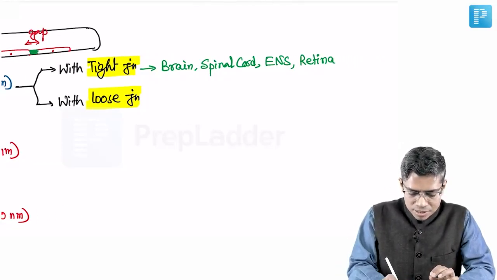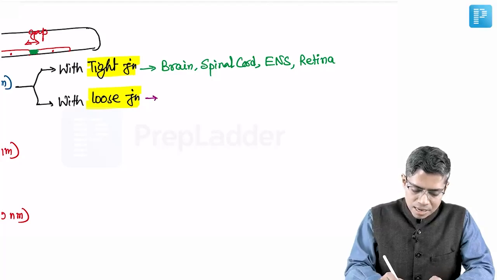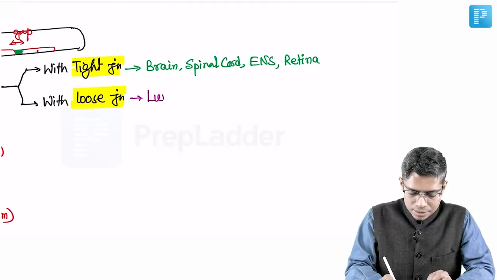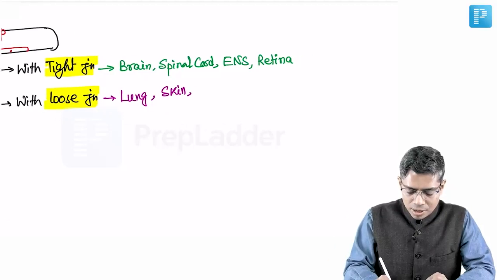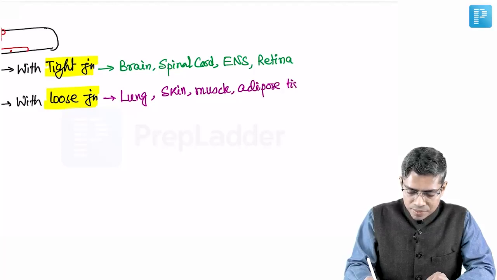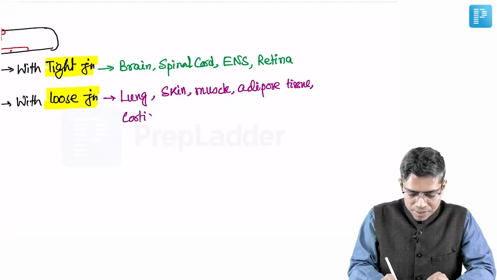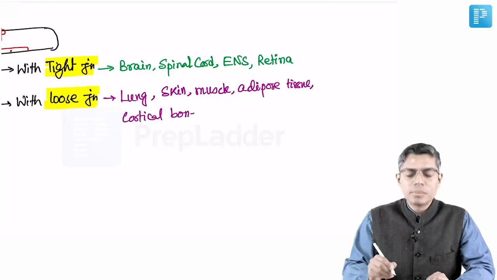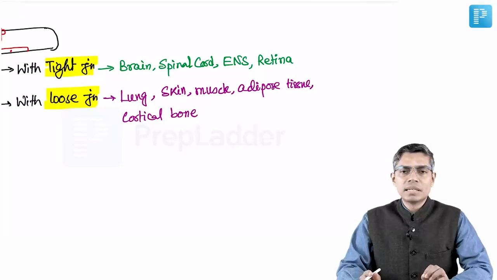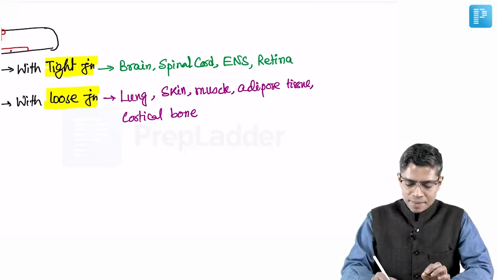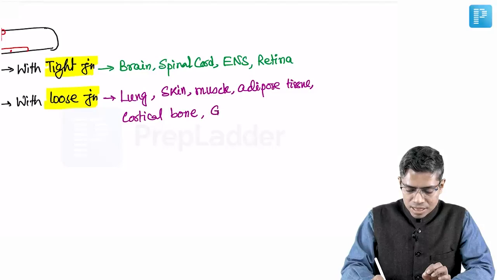Examples of such capillaries are present at the level of lungs, skin, muscle, even adipose tissue, and specially remember the cortical bone. Generally bone marrow contains the sinusoidal type of capillary, but the cortical part of the bone contains continuous type of capillary, as well as the GIT.